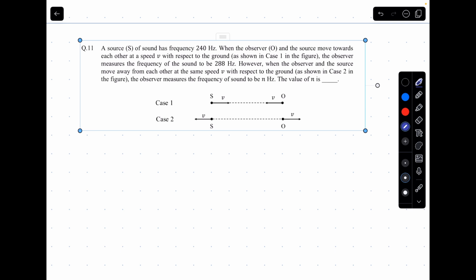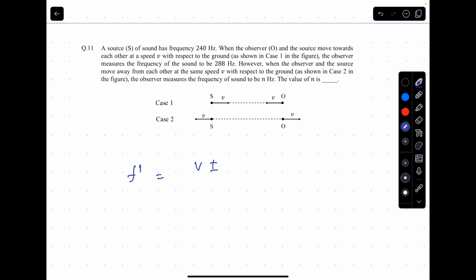Alright, so what I was thinking is that we can apply the Doppler effect and then do the calculation. Look, what is the apparent frequency? Apparent frequency is (V plus or minus V observer) divided by (V plus or minus V source), multiplied by the real frequency.